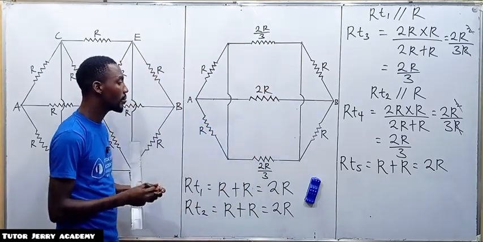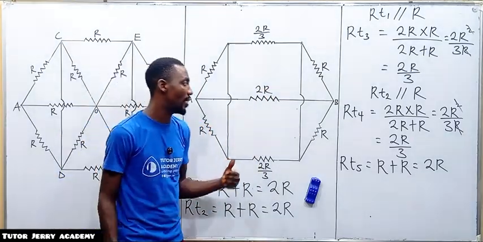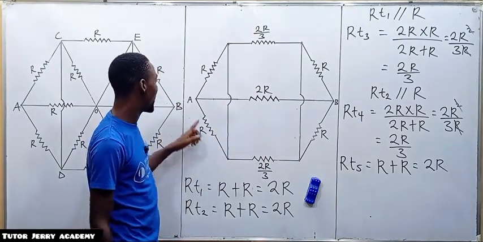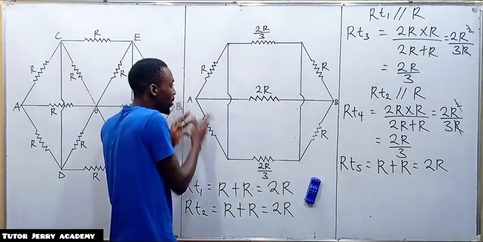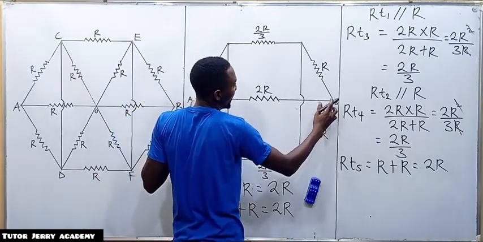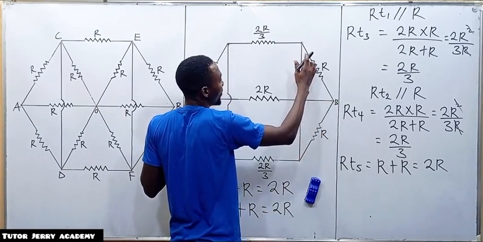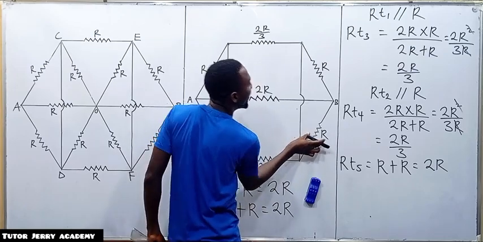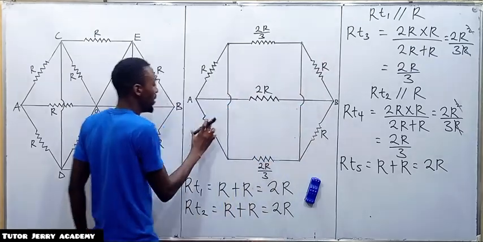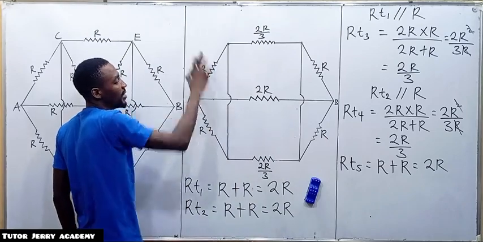All right, so that's it. So again, looking at this circuit, you are going to observe that this is terminal A, this is terminal B. If we connect voltage across these two terminals, the current that is going to enter into this resistor will be different from the one that is entering here. So it means this R here is parallel to this R, and this R here is parallel to this R.